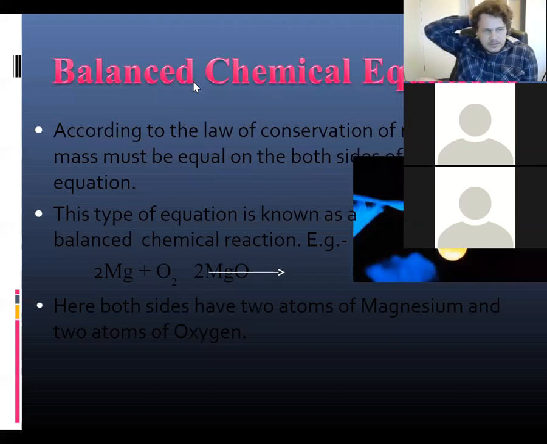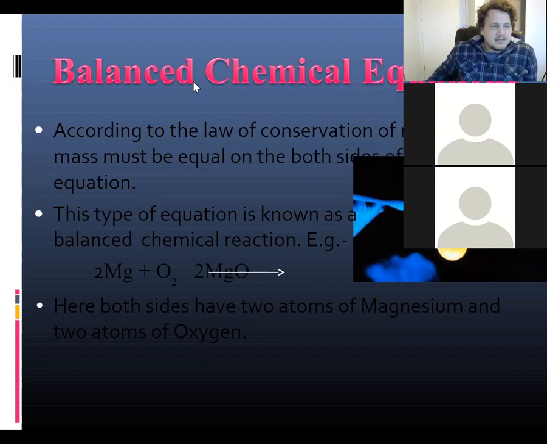This has gone haywire with the slide set up again. Balancing chemical equations. The total mass on both sides of the equation must be equal.